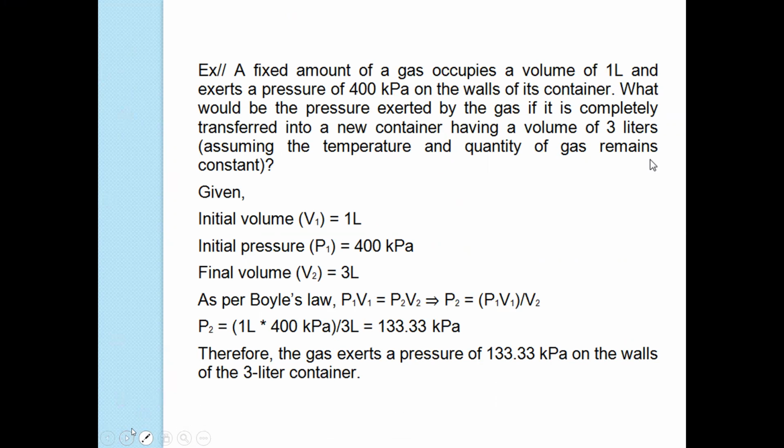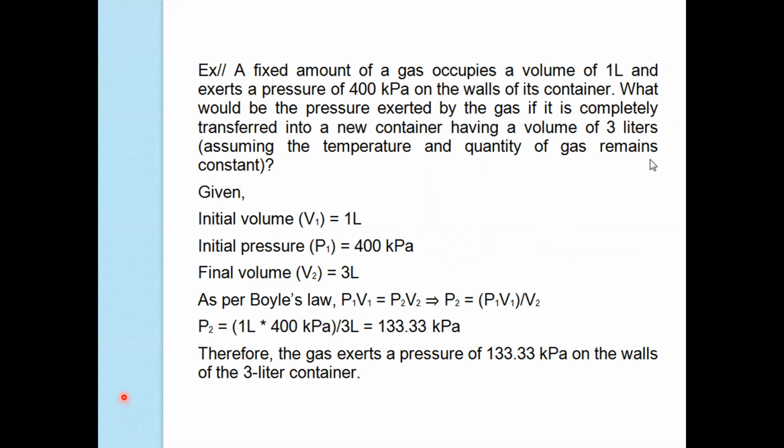A fixed amount of gas occupies a volume of 1 liter and exerts a pressure of 400 kilopascal on the walls of its container. What would be the pressure exerted by the gas if it is completely transferred into a new container having a volume of 3 liters, assuming the temperature and quantity of gas remain constant?